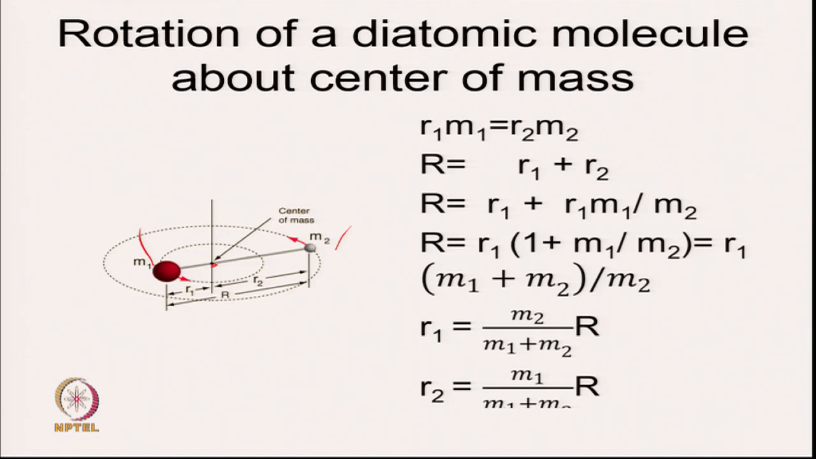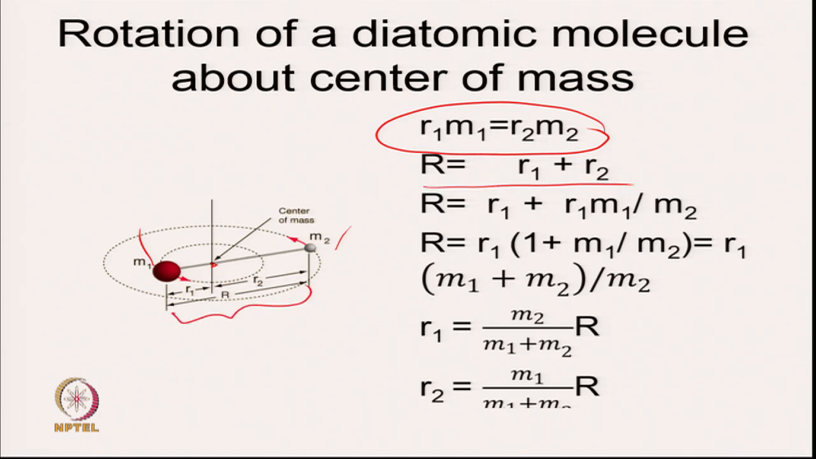If it is rotating around the center of mass, it must follow this equation: R1 into M1 is equal to R2 into M2, where R1 is the distance of atom 1 to the center of mass, R2 is the distance between the center of mass and atom 2, and the distance between atom 1 and atom 2 is given by capital R. So, capital R is basically R1 plus R2, and if I put the R2 value from here into this equation, I will get R1 M1 by M2, and now I can take R1 out and I will get 1 plus M1 divided by M2, and this is basically R1 multiplied by M1 plus M2 divided by M2.